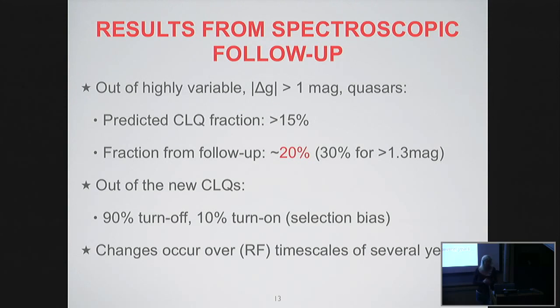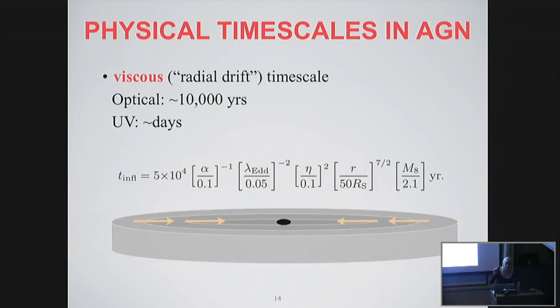And finally, these changes occur over rest frame timescales of years, actually some of them are maybe as short as 1 or 2 years, but most of them are over several years in the rest frame. So how can we interpret these changes to study accretion physics? Well, first let's talk about the timescales that you expect to see in AGN.